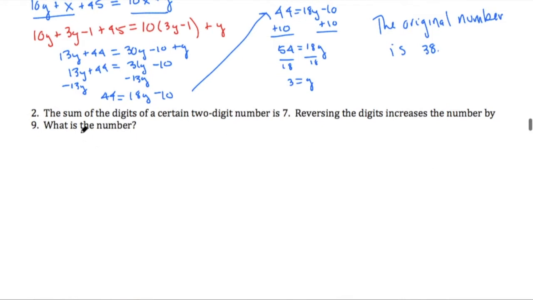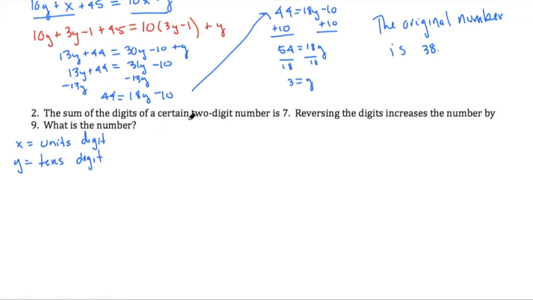Okay, so in this instance, it says the sum of the digits of a certain two-digit number is 7. Reversing the digits increases the number by 9. What is the number? Very similar to the last one. Let's let x equal the units digit, and y equal the tens digit.